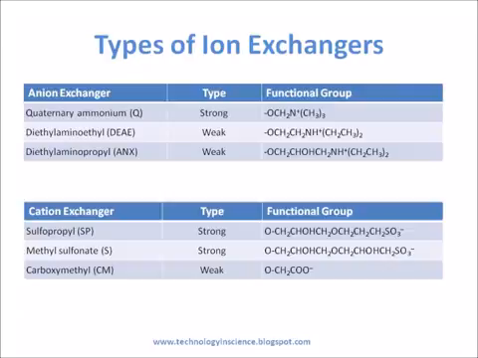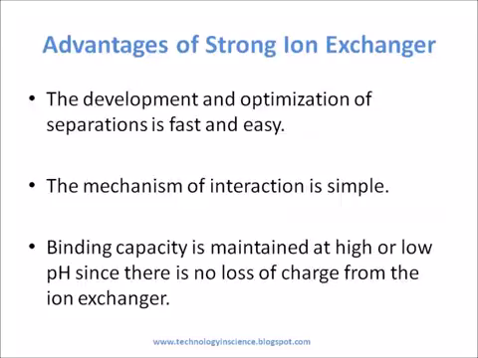Types of ion exchangers. Based on the charge retention with respect to pH, ion exchangers can be classified into two types, strong and weak. Strong ion exchangers do not show any marked change in their ionic states with changes in pH. They remain fully charged over a broad range of pH values, whereas weak ion exchangers do not retain their charge over a wide range of pH.